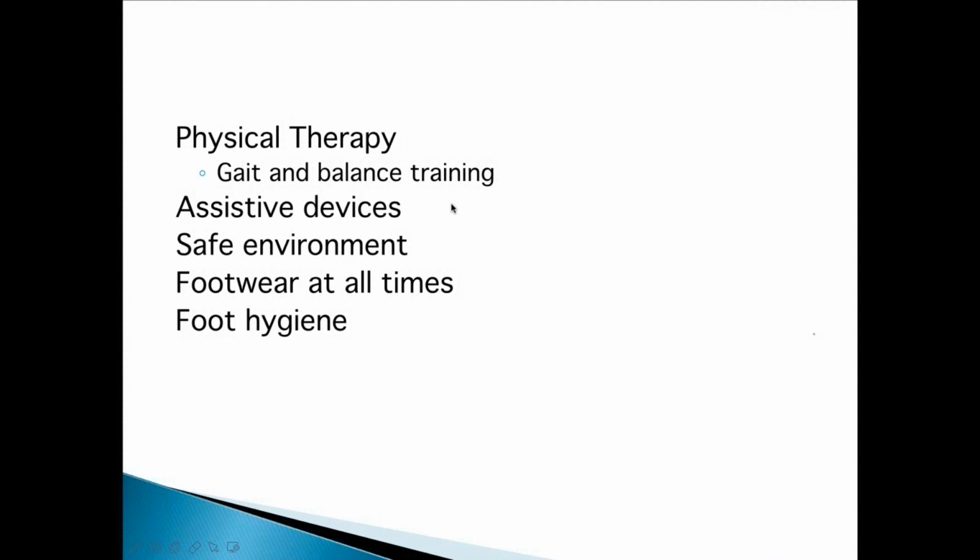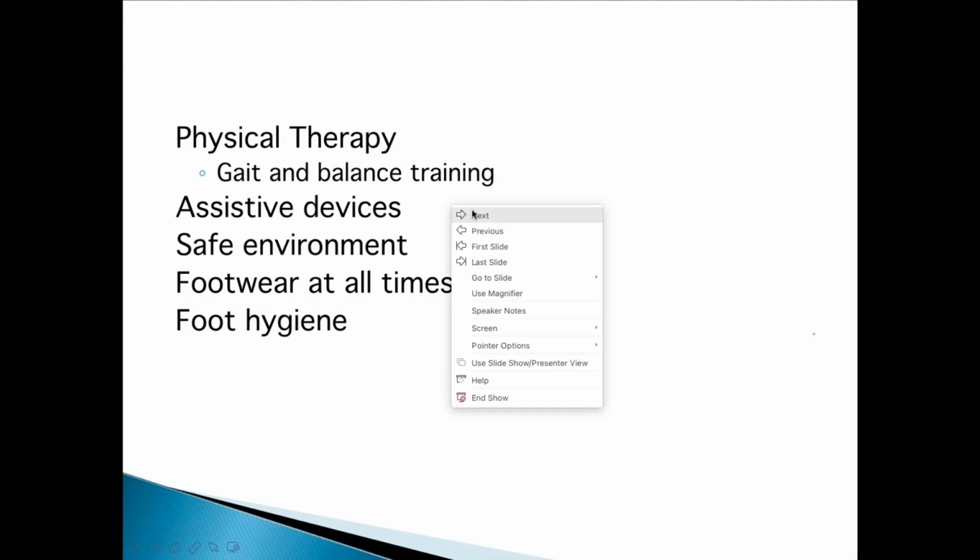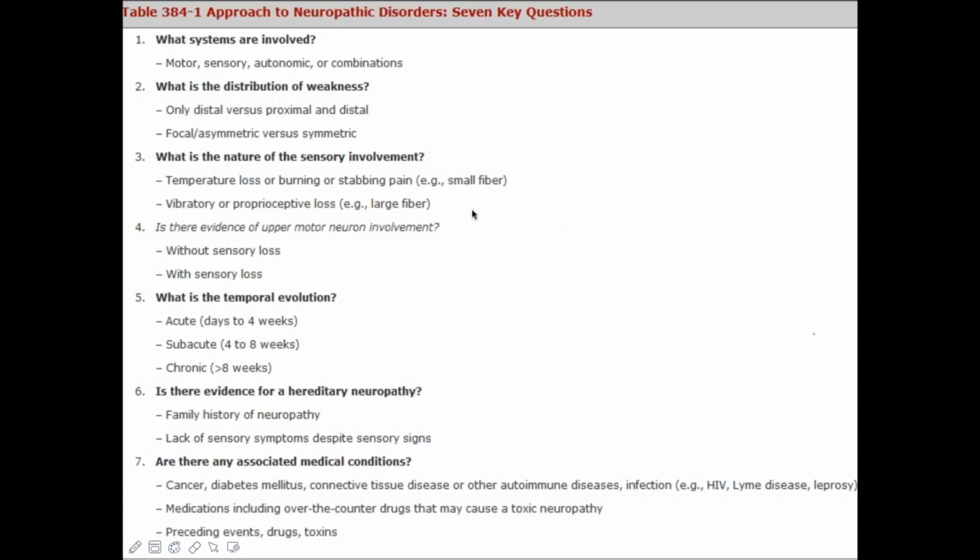So you need to have splints or assistive devices, then a very safe environment for people with disability to live properly. Footwear at all times and foot hygiene need to be stressed. So at the end of investigation, we have 7 key questions which you need to answer. What are these? The first question is, what systems are involved when we are talking about multiple nerves? Motor, sensory, you can take a snapshot of the slide, autonomic or a combination. This is the first question which needs to be answered.